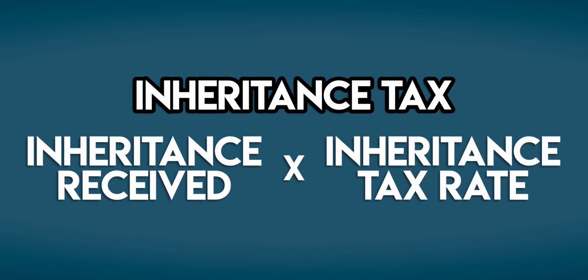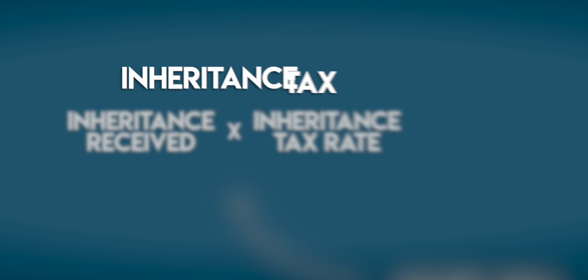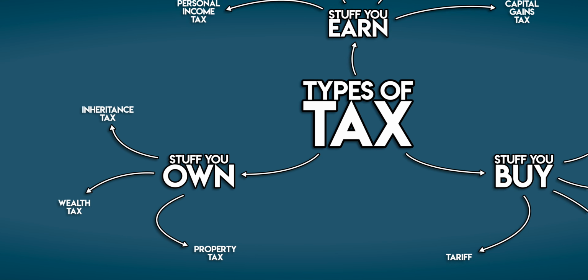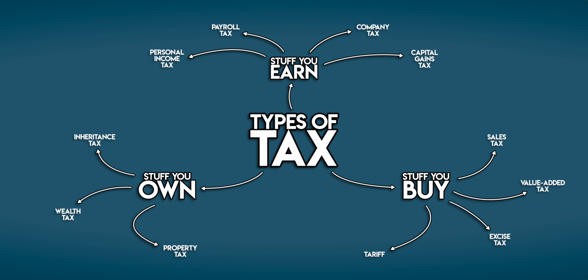Inheritance tax is progressive since it targets people with a high net worth. But there are often loopholes to avoid paying it. You might set up a family trust or pass on gifts while you're still alive. You pay tax on everything. On the stuff you earn, the stuff you buy, and the stuff you own.